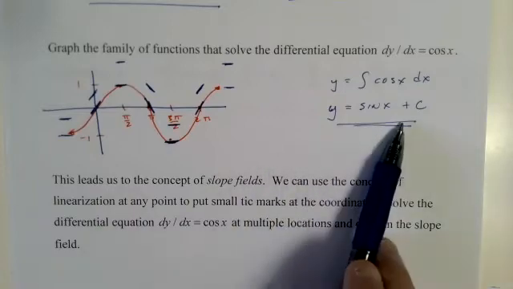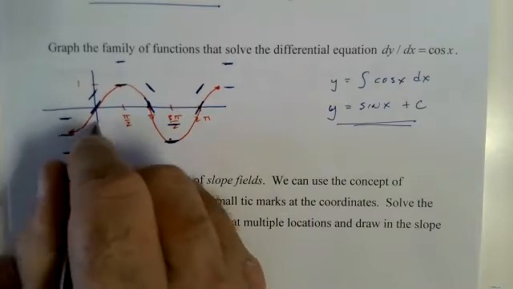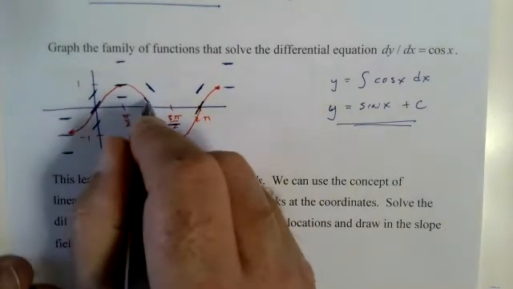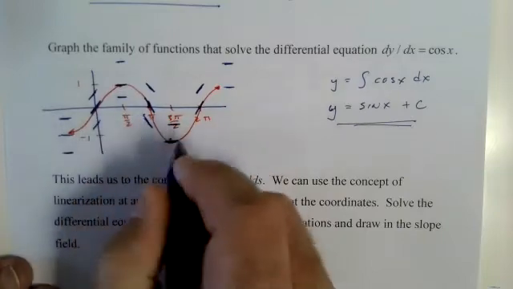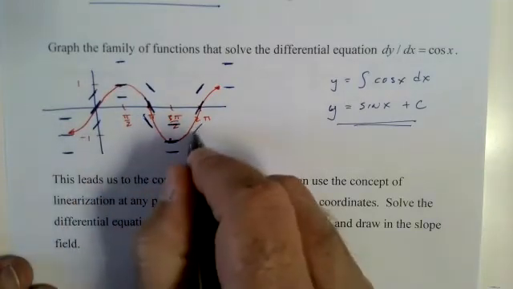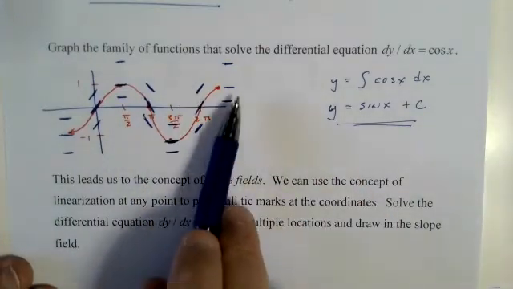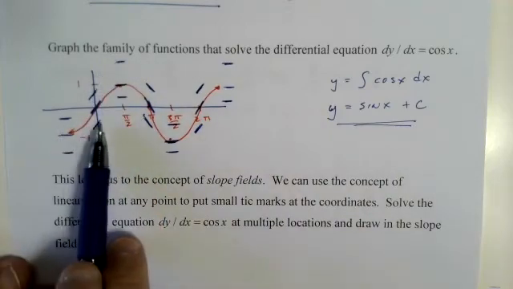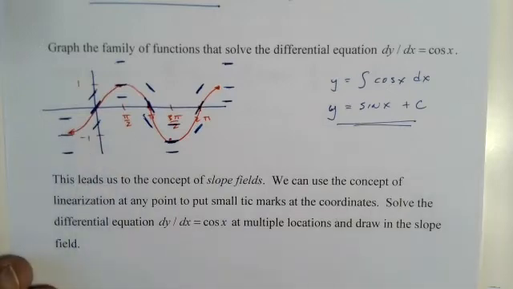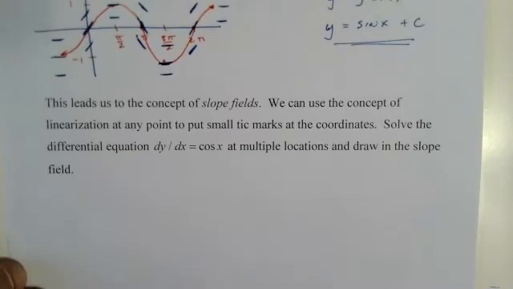Since you have plus c, you go anywhere. You could also go down. And you get these patterns. They aren't always the same in a vertical column. They are in this particular case, but generally not always. So that's a slope field. So we went back and we drew in the slope fields.